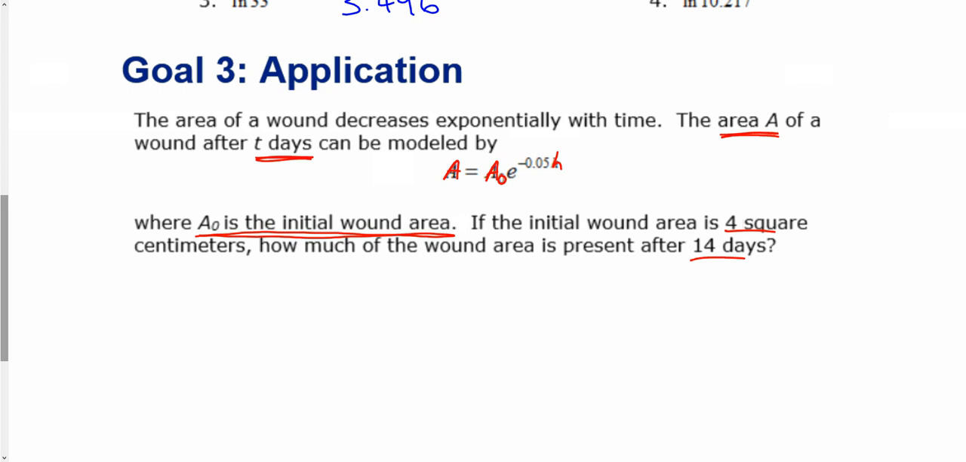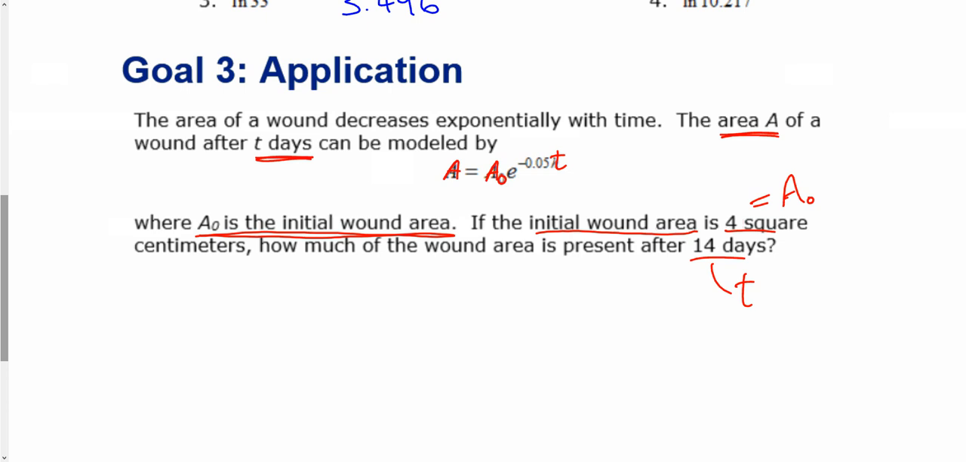Oh, that's a typo. This H right here is supposed to be a T. I forgot to fix that from last year. Okay, so now it's a matter of figuring out what the 4 and the 14 represent. I think 14 is the easy one, right? 14 is T, because it says right there T days. And the 4, it says right here, the initial wound area. So that's not the A, that's the A sub 0. So it's this one. So now all we have to do is put the numbers in.